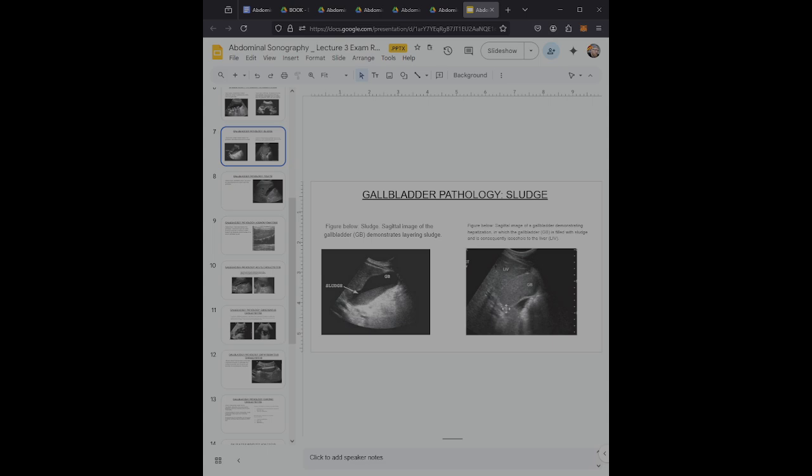We can have tumefactive sludge completely filling the gallbladder lumen, causing hepatization, as you can see. The gallbladder is now isoechoic to the liver.